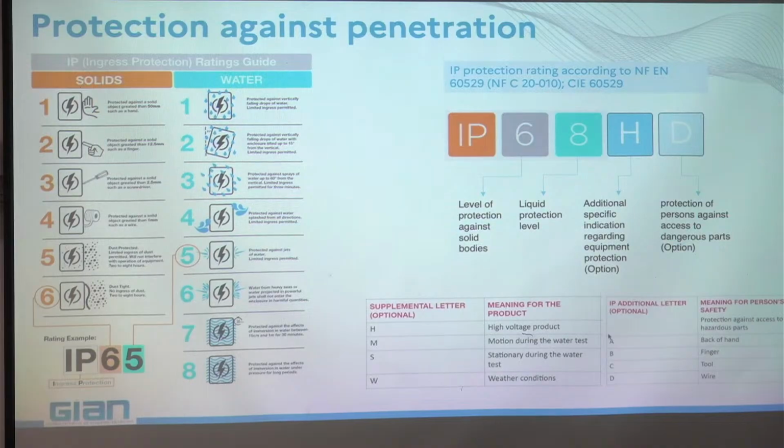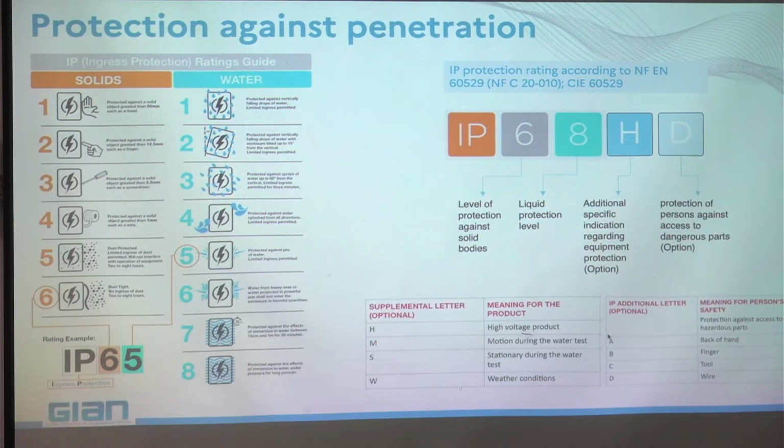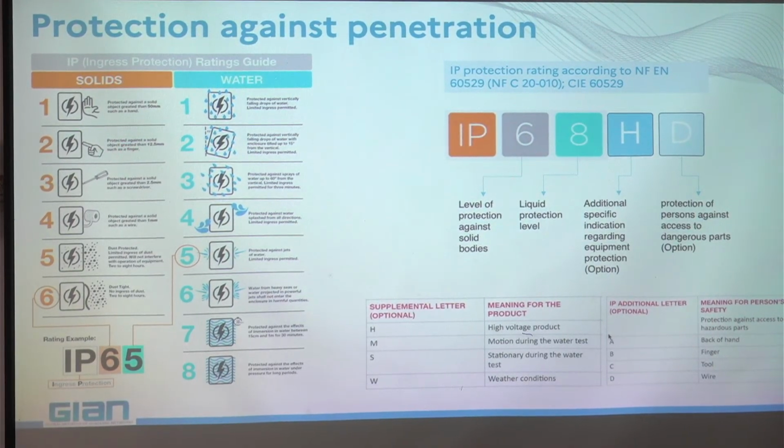1, there is no possibility to put your hand in. In this one, I can put my hand in, so it's at least 1. It's not 0 because you have a cover here. That one, I cannot put my hand in. Okay, it's a higher IP. IP2, I cannot put a finger inside, a finger of an adult. IP3, I cannot put a tool like a screwdriver or the finger of a kid.